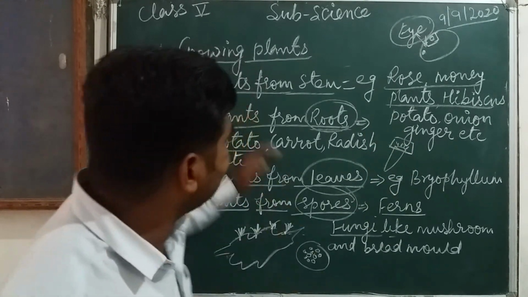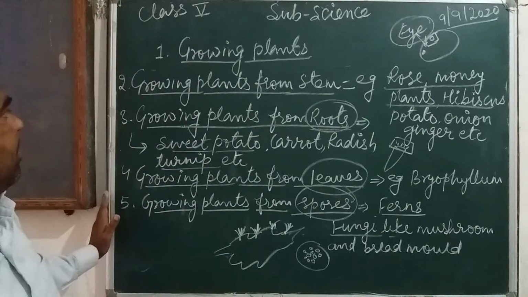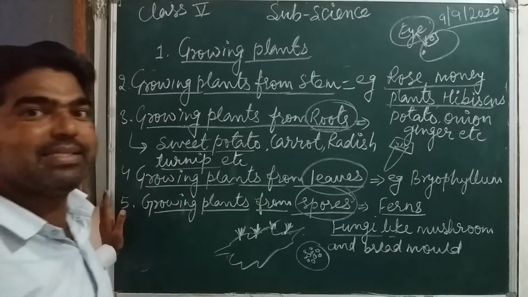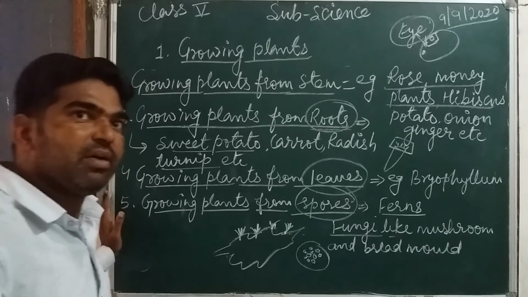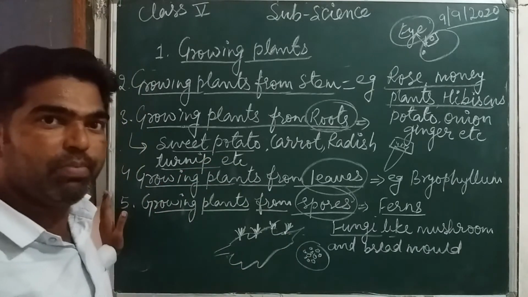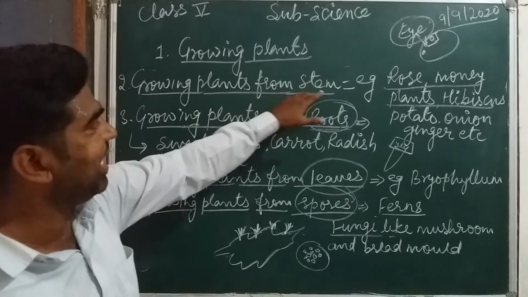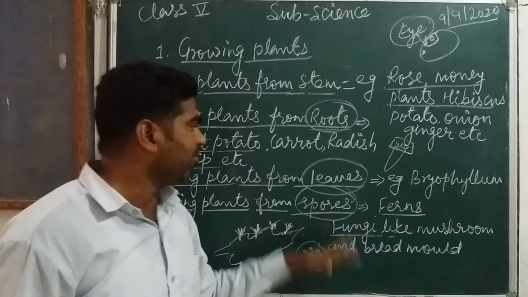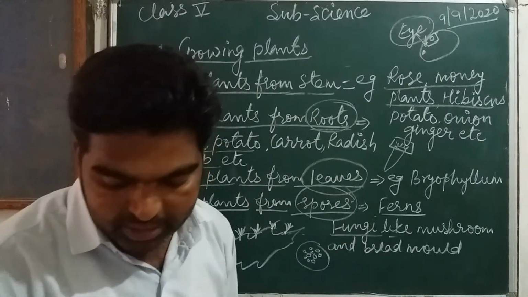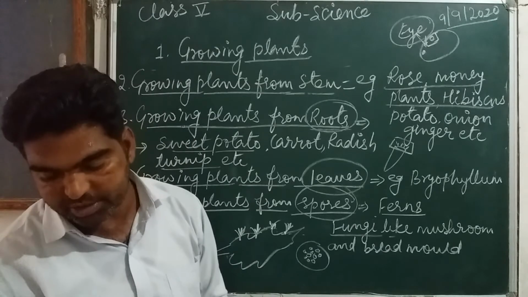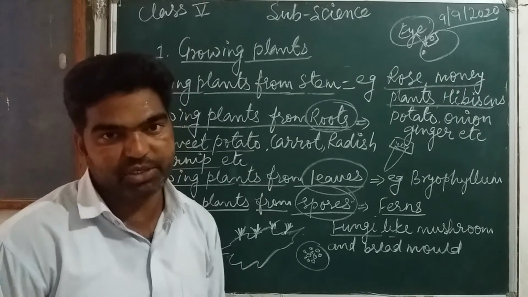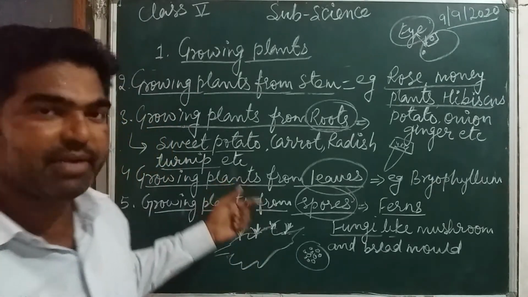Okay, so these are the other methods, other than the seed, by which we can develop a new plant. Means a new plant can be developed from the stem, from the root, from the leaves, and from the spores. Okay, now next we discuss about what, agriculture. Okay, so shall I rub this one?